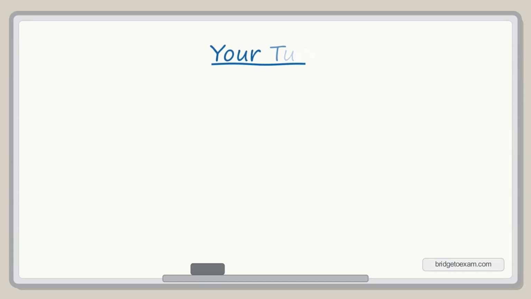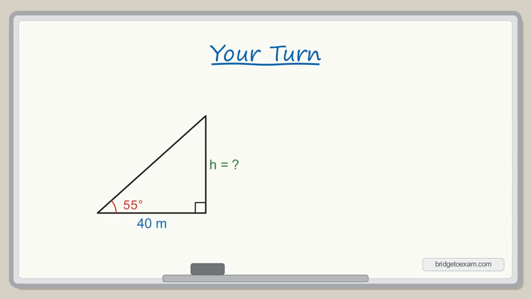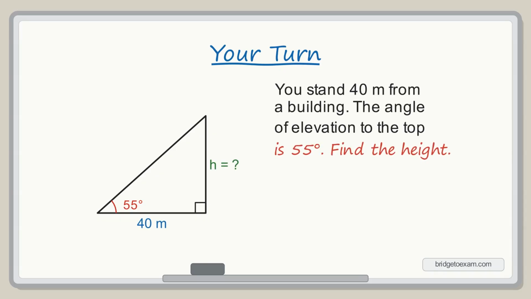Your turn. You stand 40 meters from a building, and the angle of elevation to the top is 55 degrees. How tall is the building? Pause, draw the right triangle, and pick your ratio.